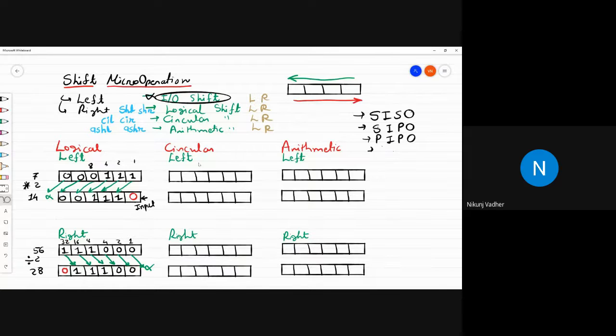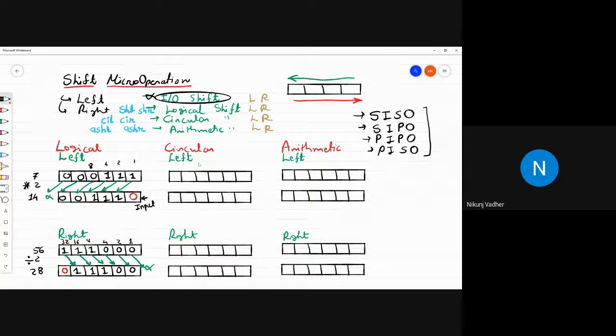Serial input, serial output, then serial input, parallel output, then parallel input, parallel output, and last one is parallel input, serial output. These 4 types of registers are there. So these shift operations will be useful to us whenever we are dealing with input-output devices.